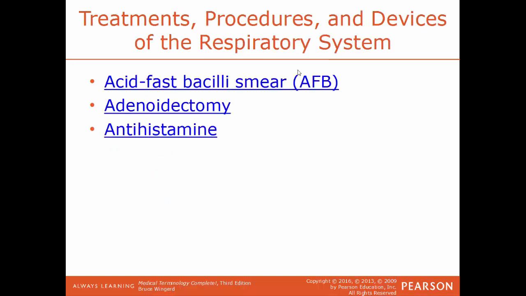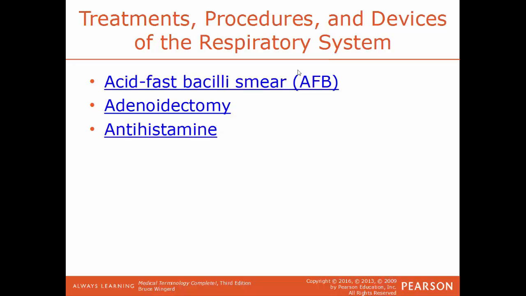Now we'll get into some more specific treatments, procedures, and devices for the system. The first one, an AFB, acid-fast bacilli smear. This is a reference to a particular type of bacteria and its shape. Bacilli is a bacteria that has a rod shape to it. And an acid-fast bacilli smear is a test given to diagnose tuberculosis. One of the tests that's used to confirm the presence of the bacteria that causes tuberculosis.